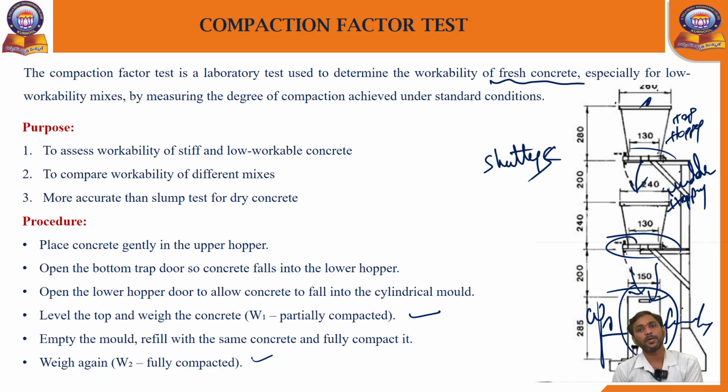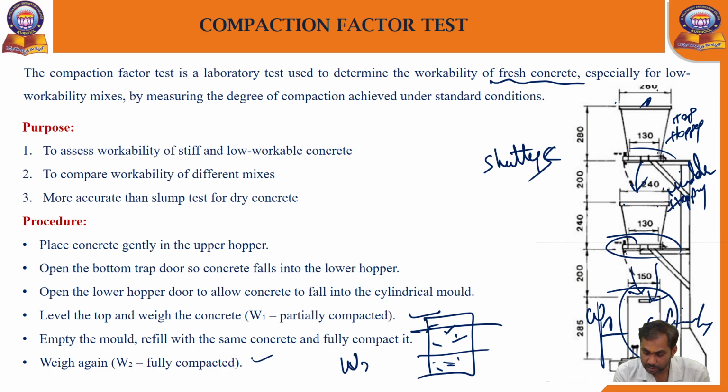Then what is W2? The concrete is fully placed in the cylinder in 3 layers. Okay, this is a cylinder. Now I will place it in 3 layers. For each layer I give 25 blows of the tamping rod. I am doing the compaction, and after filling, I measure W2.